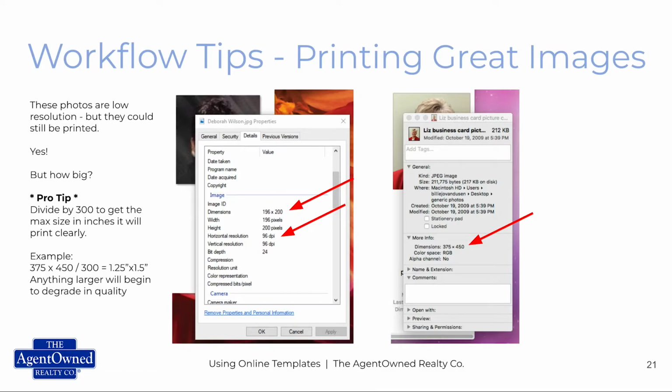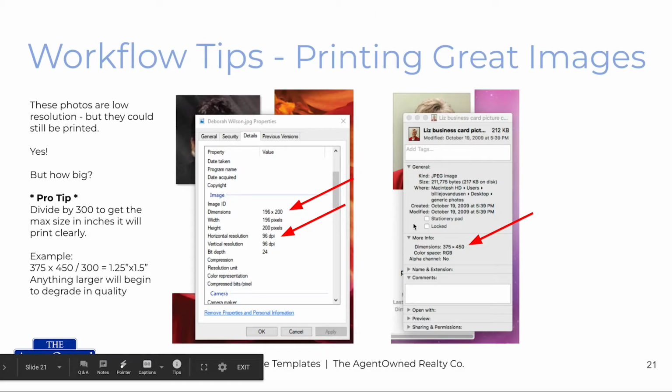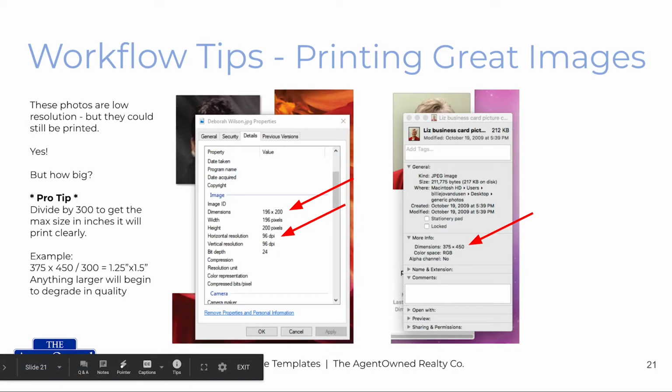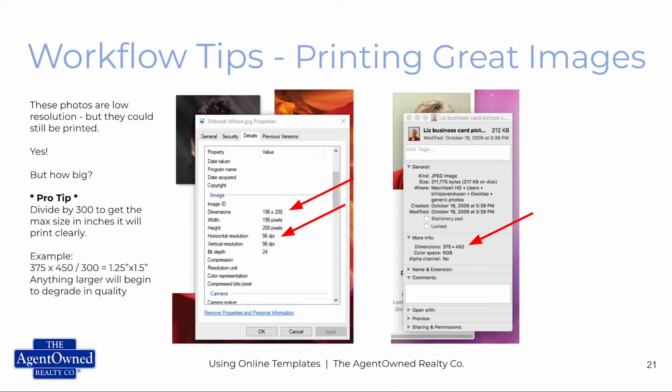So both of those photos are below print resolution, but can they still be printed? Absolutely. But the question is how big can they be printed without loss of quality? Let's look at this guy on the right here, 375 by 450 pixels. Divide that by 300, and you'll remember that 300 is the standard appropriate dots per inch for printing. Once we do that division, we'll see that 1.25 inches by 1.5 inches is the maximum size we can print without losing quality. It's a little bit more math than I like to use, but it is helpful.